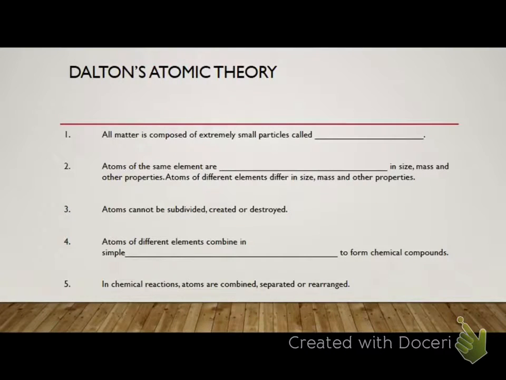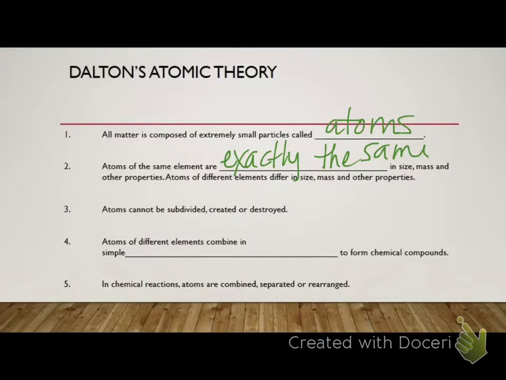The first one is that all matter is composed of extremely small particles called atoms. Atoms of the same element are exactly the same, he said, and by exactly the same we mean in size, mass, all their properties are the same. He also stated that atoms cannot be subdivided, created, or destroyed. And then he said that atoms of different elements combine in simple whole number ratios. And then he said in chemical reactions, atoms are combined, separated, or rearranged.